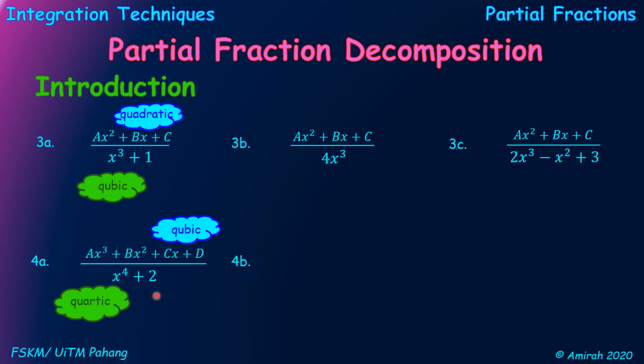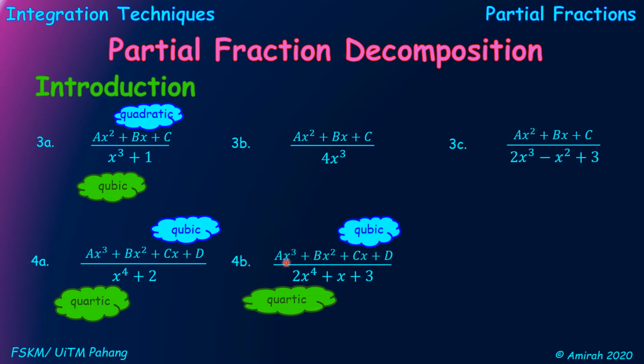Right? And then we continue with part b. We have fraction with denominator 2x to the power of 4 plus x plus 3. This is also a quartic function. Okay? So numerator should be cubic function ax cubed plus bx squared plus cx plus d.